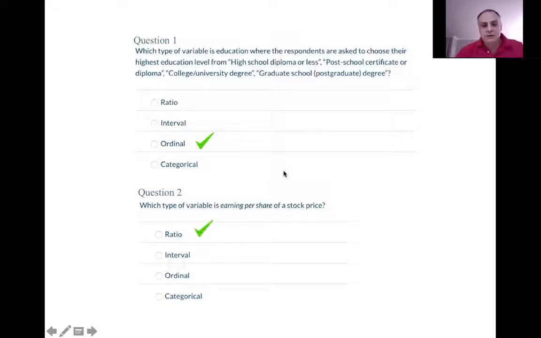Your second question, the answer was ratio. Which type of variable is earnings per share? Remember, your earnings per share could be zero. Always ask yourself the question, if you're getting a question like this, could it be zero? If it's zero, then it's a ratio straight away.